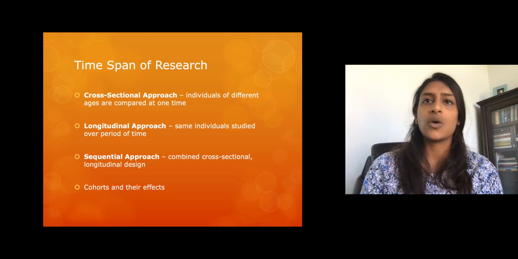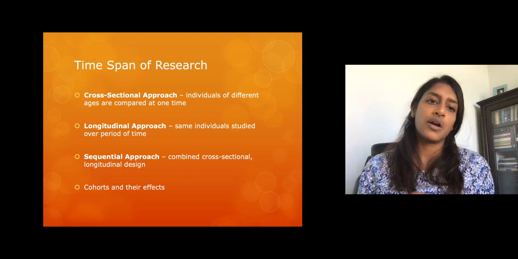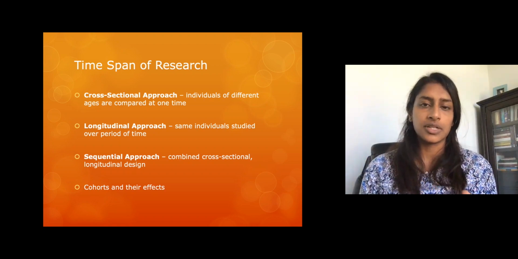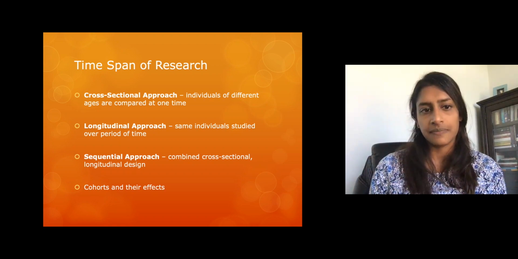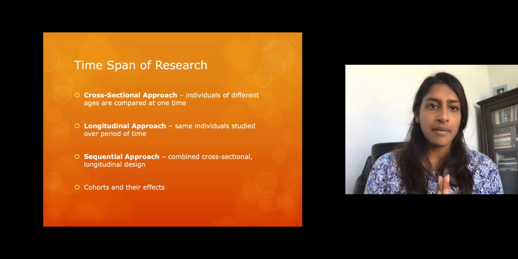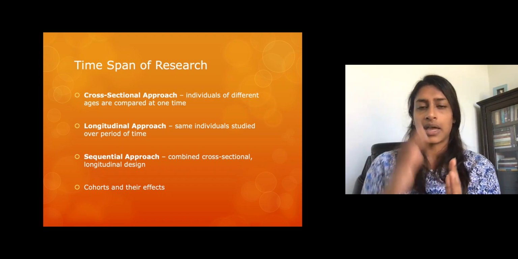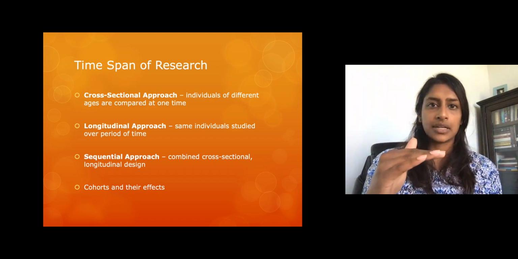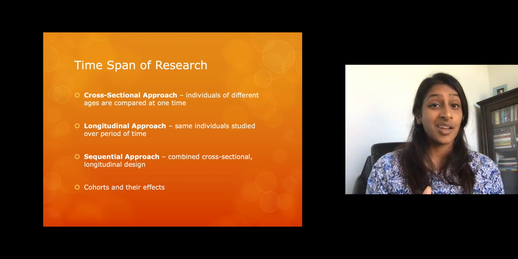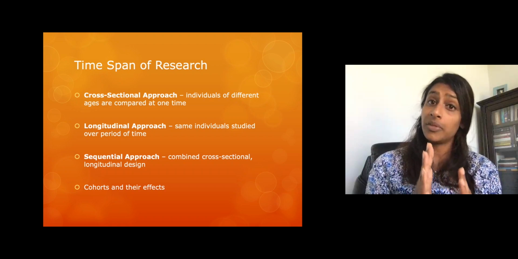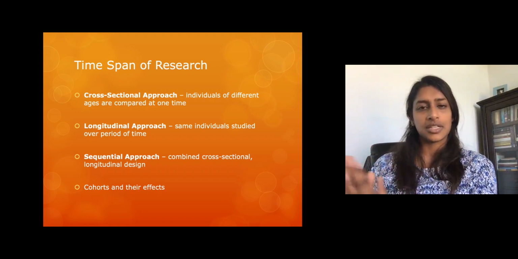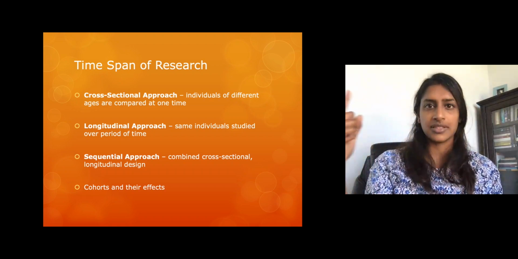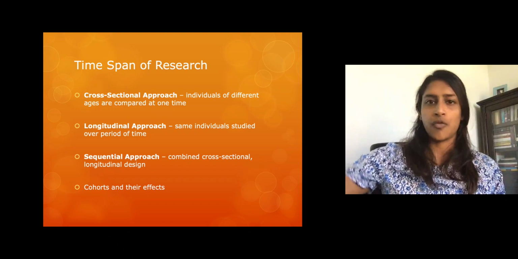The last is our sequential approach. And this is where I'm combining my cross-sectional design with my longitudinal design. And what that means is now I'm at time 1 looking at 2-year-olds, 4-year-olds, 6-year-olds, and 8-year-olds. And that would be my cross-sectional. But then I'm also collecting longitudinal data. So now I follow these kids for the next 4 years.